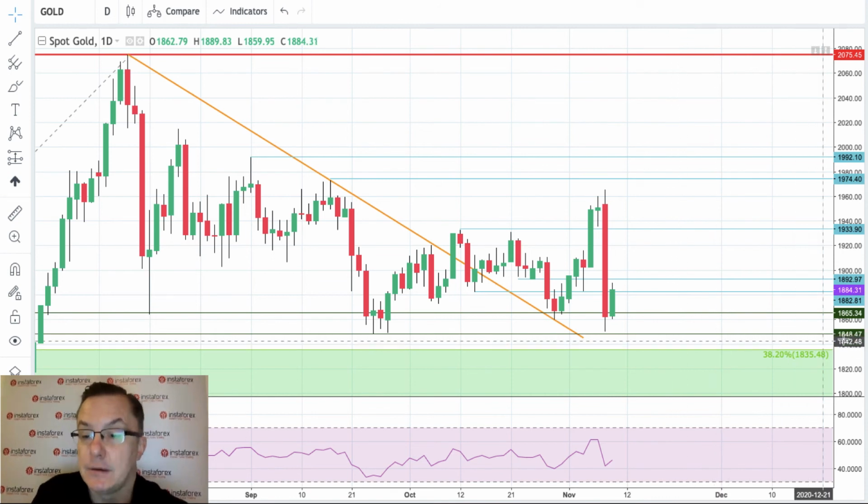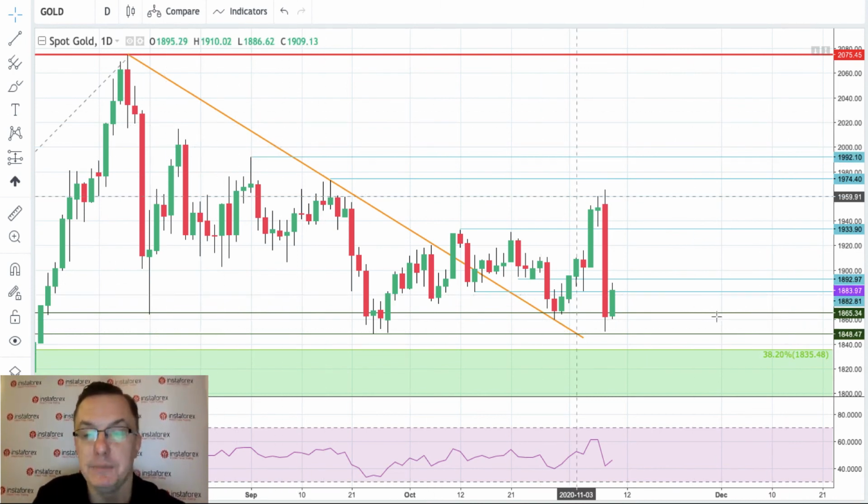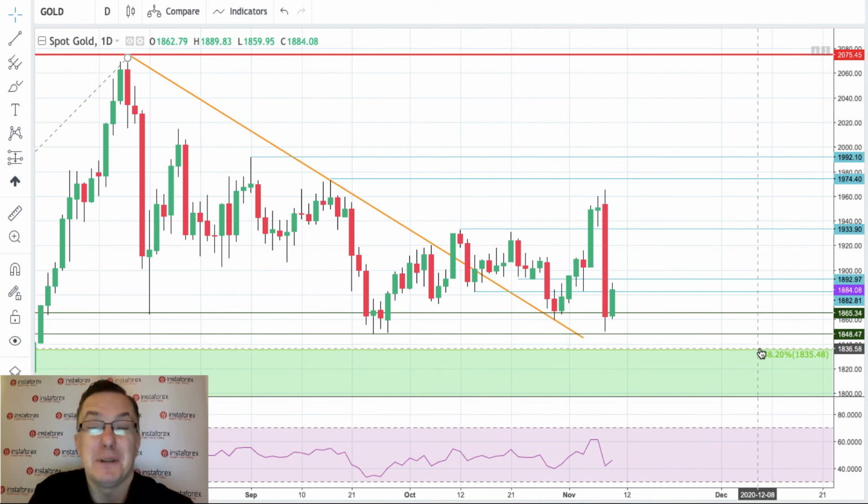Of course, any violation of 1,848 will open the road towards the 38% Fibonacci retracement of the whole move up, the big swing up. This level is located at 1,835. Of course, if we break even below this level, well, that might be an interesting sentiment shift for the next weeks, maybe even to the end of November or even longer.